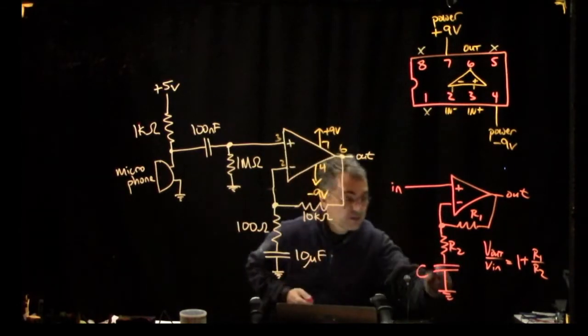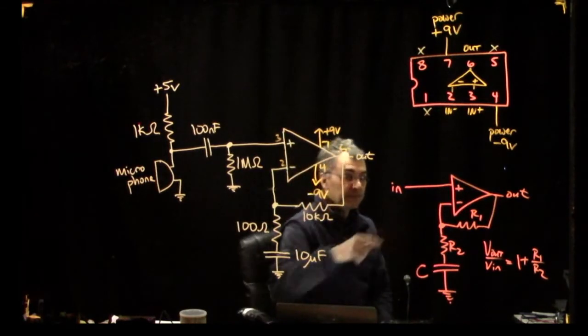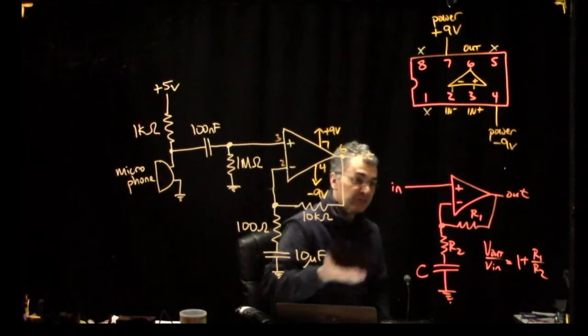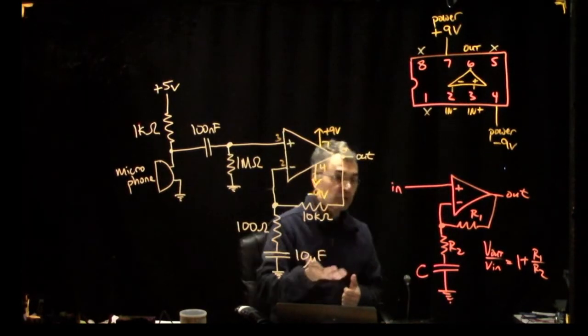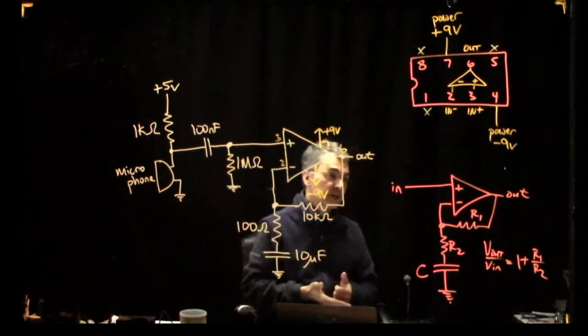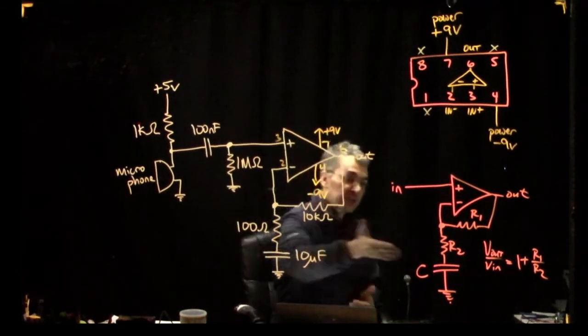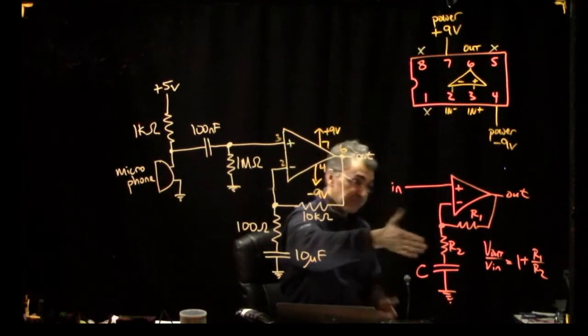And I want to make the capacitor big enough that at my frequency of interest, like my audio frequency, the frequency is so high that the capacitor just appears to be a short circuit. So it's as if the capacitor were a wire. But then you know that at zero frequency, at DC, the capacitor will look like an open circuit. So it's as if it's an infinite impedance.